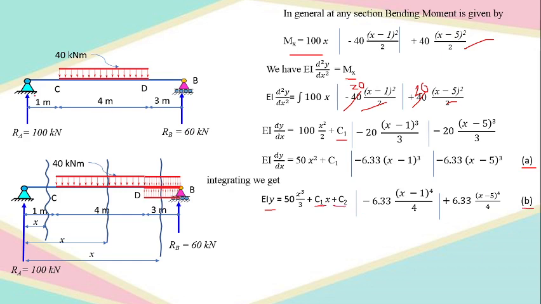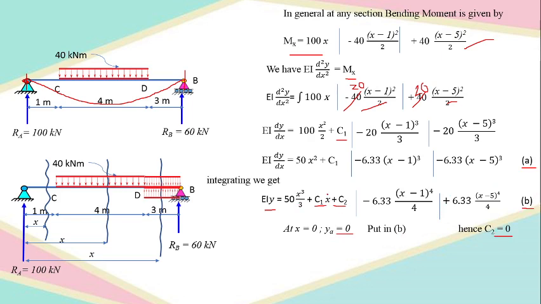This is a simply supported beam, and in a simply supported beam, what boundary conditions are always utilized? Here if I draw the elastic curve, at x is equal to 0, y is equal to 0, and at x is equal to the total length, that is 8, again y is equal to 0. So using these two boundary conditions, I will be able to find out the values of C1 and C2. So at x is equal to 0, deflection at A is equal to 0, put it in equation number B, you will get C2 is equal to 0.